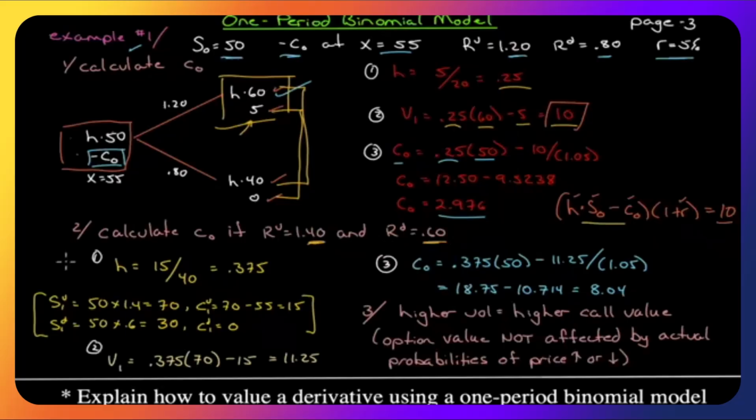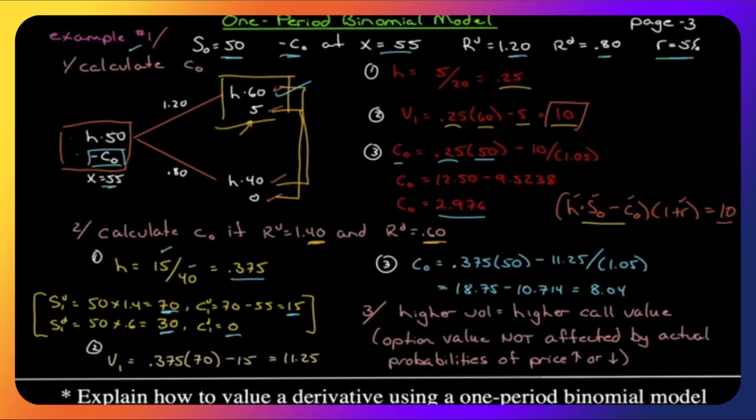Step number 1, get me a hedge ratio. 15 over 40, we get 0.375. How did I get that? If it goes up 40%, we end at 70 bucks. Strike of 55 means the call is worth 15. If it goes down 40%, it ends at 30 bucks. Call is worth 0. The range of the call is 15. The range of the stock, 70 minus 30, is 40. That's how we get 0.375.